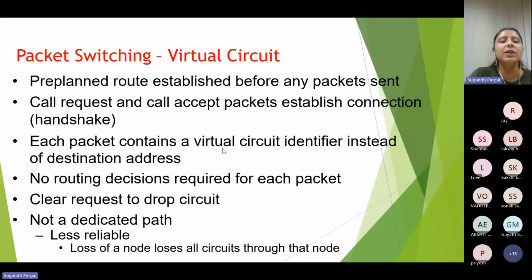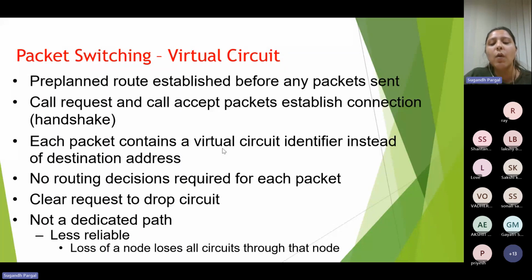There is another packet switching technique called the virtual circuit, in which we define a pre-planned route established before the packets are sent. There are call request and call accept packets that establish the connection. Each packet contains a virtual circuit identifier instead of the destination address. It identifies the next node to which the packet has to be sent, not exactly the final destination address.